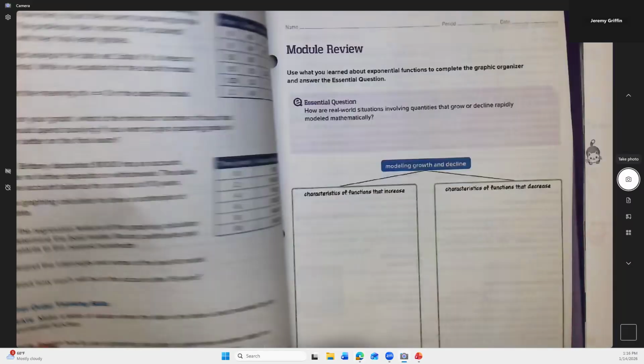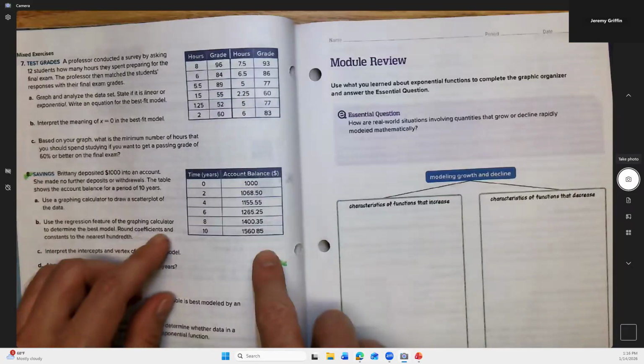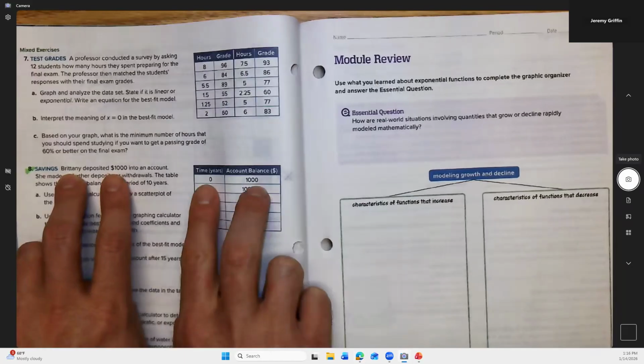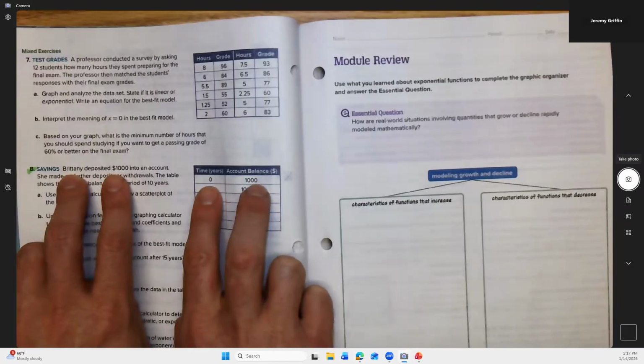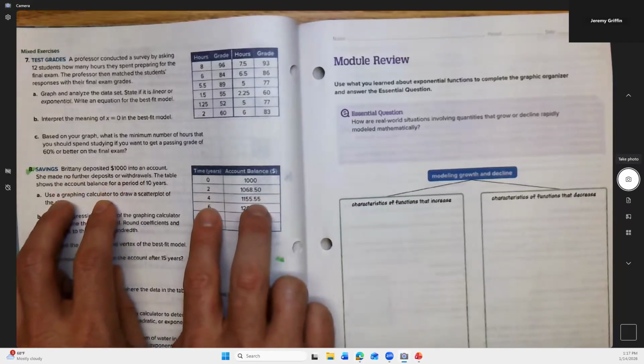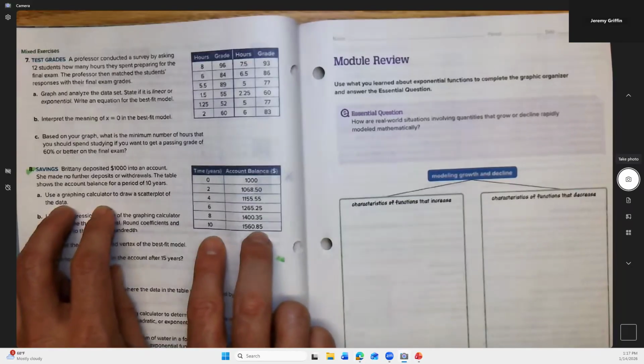This table right here, I just copied. The story is Brittany deposits $1,000 into an account. So at time zero, she has $1,000. That's the principal. And then it looks like her money is growing, and every 2 years she's checking in. So the money's growing.